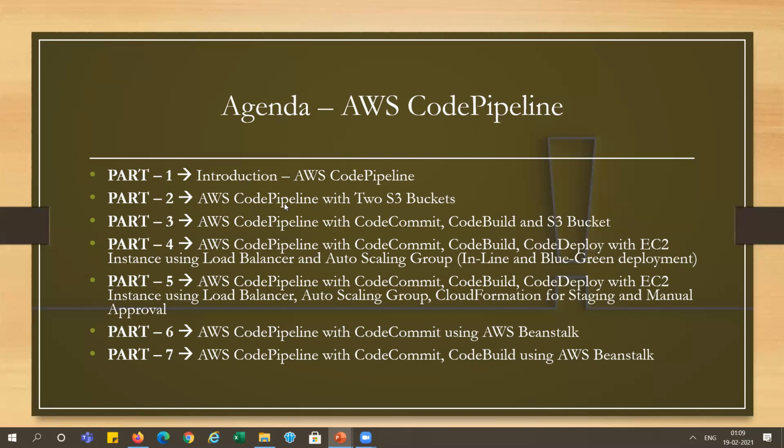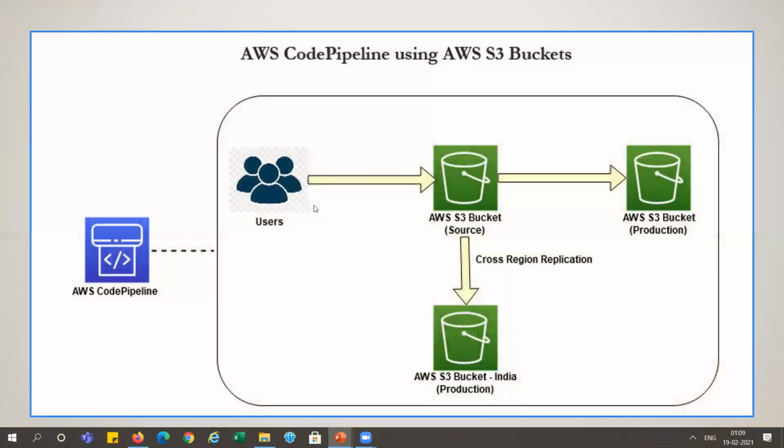So part 2, I will explain with a diagram: AWS CodePipeline with two S3 buckets. Here you can see we will use the AWS CodePipeline, and the user will check in the code directly to the S3 bucket. This source will be the S3 bucket, and the target will be the same S3 bucket, like production. So we will deploy our S3 code directly to production using the CodePipeline. At the same time, we will also deploy to another AWS S3 bucket in a different region using cross region replication. We will discuss this in the part 2 video.